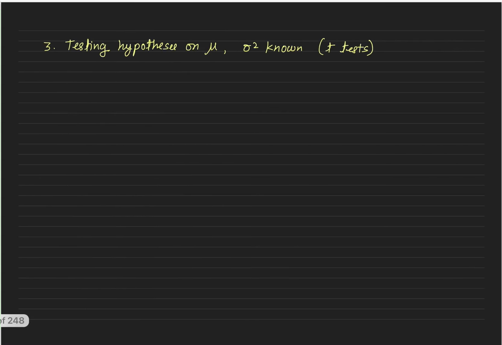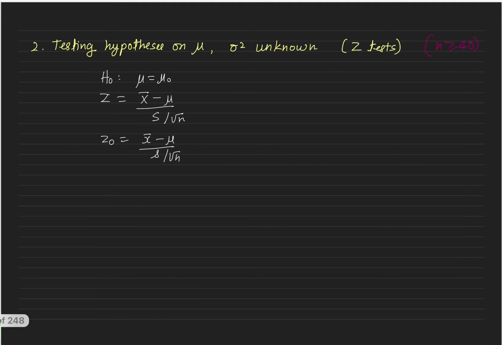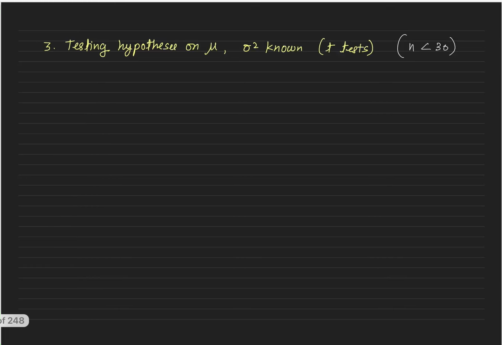Next is the same case, sigma square unknown, but we use the T test. We use this when n is less than 30. If n is greater than or equal to 30, we still use the Z test if the population distribution is not skewed too much, otherwise we use the T test itself.